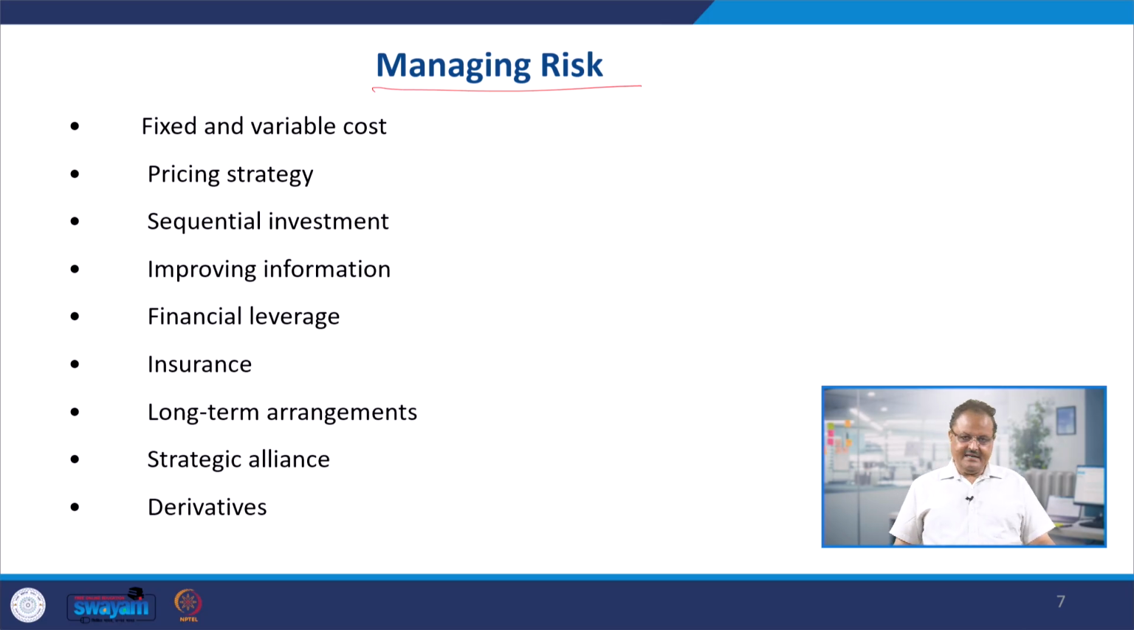Next thing is sequential investment. Good companies do not make the total investment in one go. They start manufacturing at a smaller level and then increase the investment in a sequential manner. So, that keeps the investment safer.